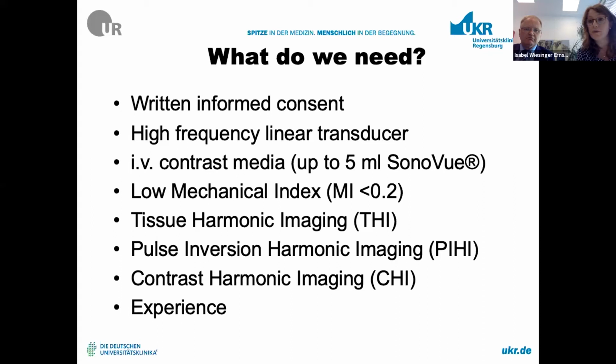The problem with the first generation contrast media was that it was not stable enough towards the high frequencies. And even with the second generation contrast media, even though it's far more stable now, we need a higher dose of contrast media because the bubbles are destroyed by the higher frequencies. We need a low mechanical index, as for all contrast-enhanced ultrasound examinations, in order not to destroy the bubbles. And we need prerequisites that are usually stored in the high-end ultrasound machines, meaning tissue harmonic imaging, pulse inversion harmonic imaging, contrast harmonic imaging, and above all, we need experience, because we can only see and judge correctly what we know.